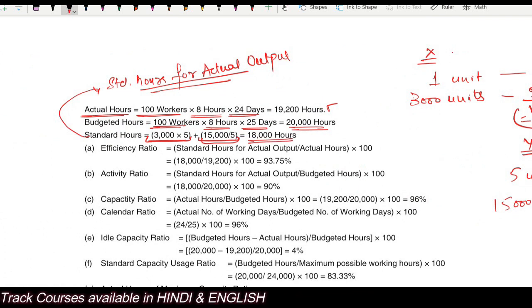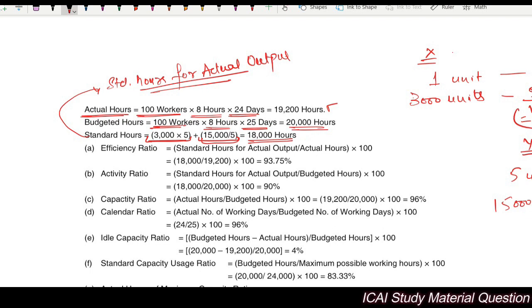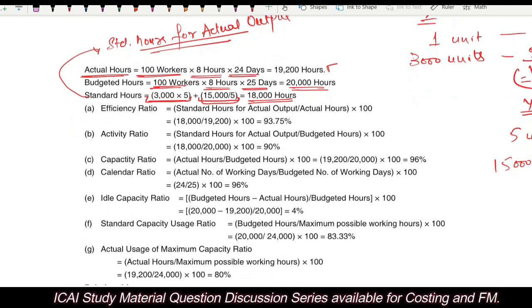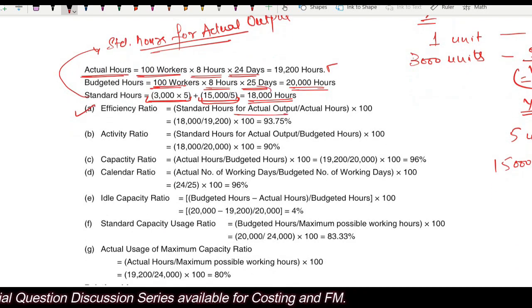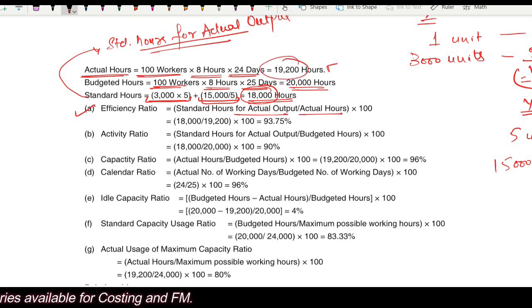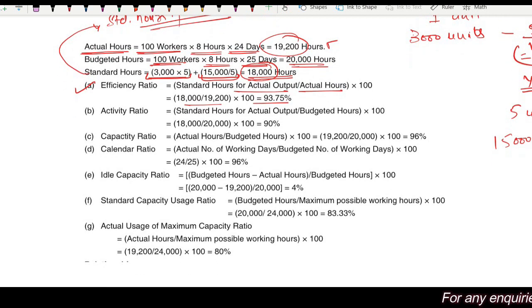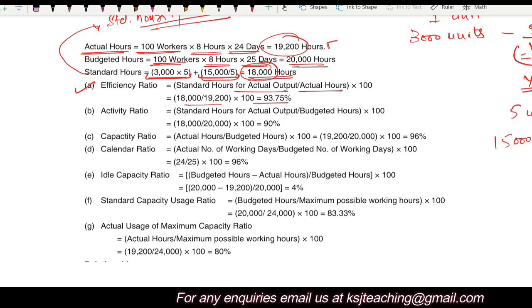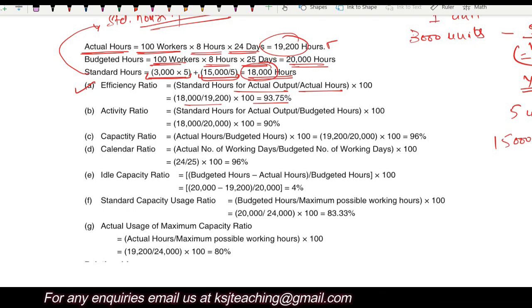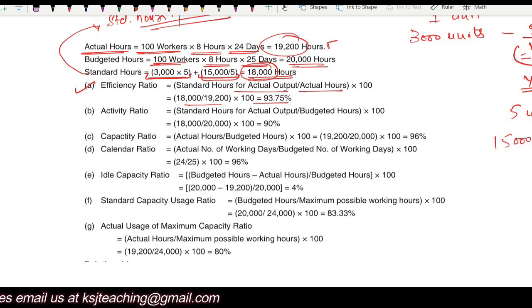This is the standard hours for actual output. So now you have calculated the budgeted hours also. You have calculated the actual hours also. And you have calculated the standard hours for actual output also. So efficiency ratio is standard hours for actual output 18,000 divided by actual hours, that is 19,200 multiplied by 100. Right? That for the actual output, the standard hours should have been 18,000. You should have taken 18,000 hours time, but you have actually taken 19,200. That shows that you are working at less than 100% efficiency. Clear?